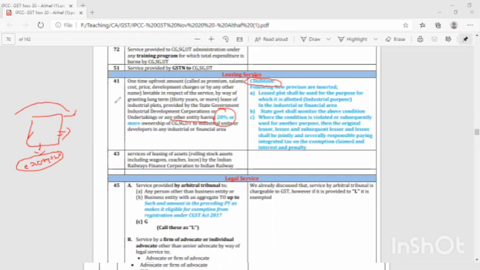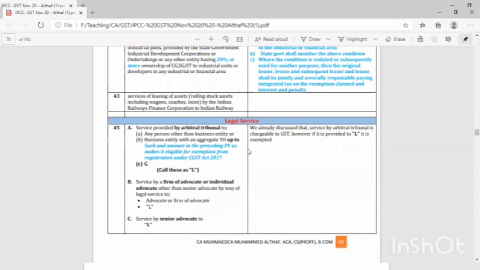Because earlier people started misutilizing it. They would take the land for industrial purpose as a lease, but later on convert it to some other purpose. So in order to curb those situations, the government inserted some condition. That is the new amendment that you can go through. That is the only amendment that happened.